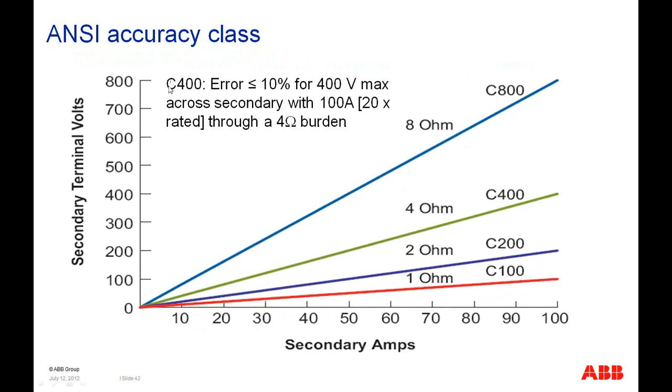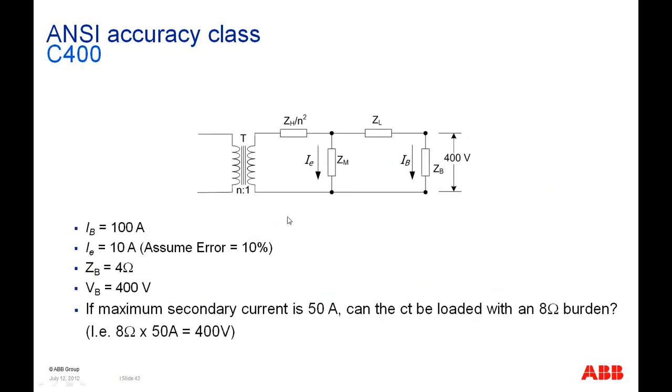So for example, a C400 class CT will have an error of less than 10% exciting current for a 400 volt max across the secondary, with 100 amps, or 20 times 5 amps rated current, through a 4 ohm burden. Which means that if we have 100 volts on the secondary and we have 4 ohms here, then we'll have not more than 10 amps of exciting current flowing when we have 100 amps flowing through ZL.